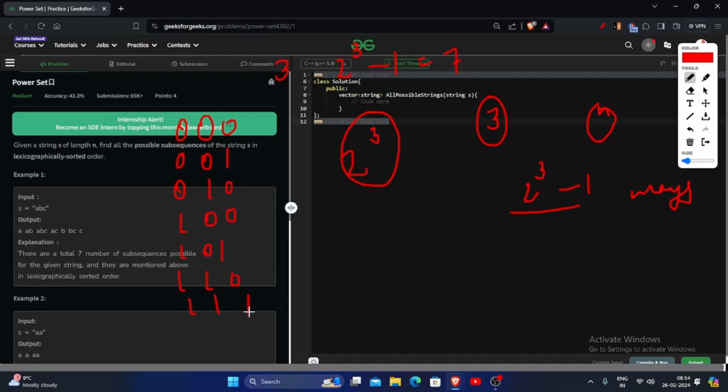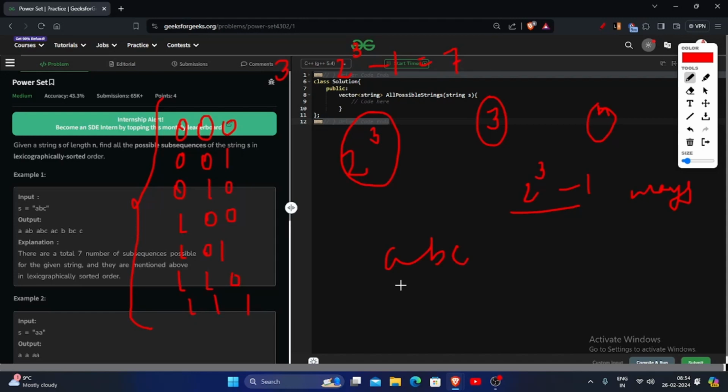So now, actually, these are all the configurations. I am taking none of the characters. Here I am taking the first one. Here I am taking second one. Here I am taking third one. Here I am taking first and third together. Here I am taking first and second together. And here I'm taking all three. These are nothing but actually the things that I generated here.